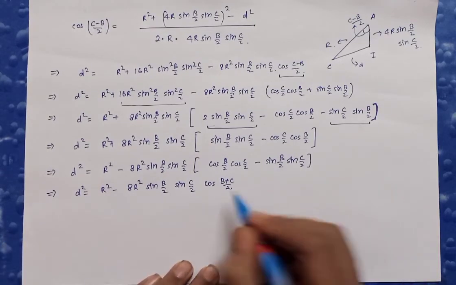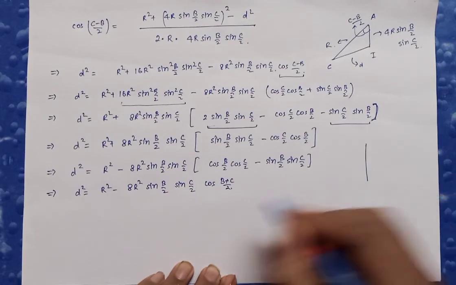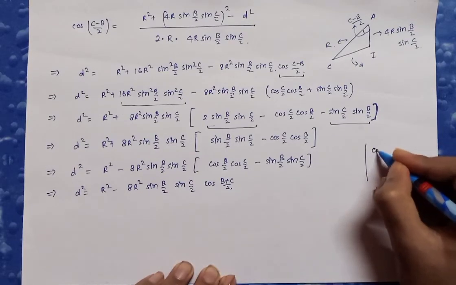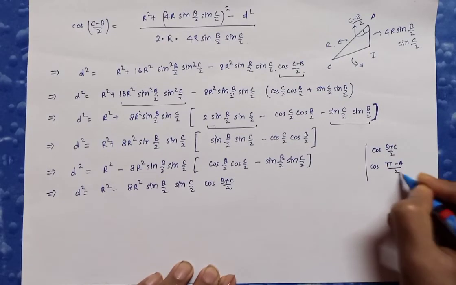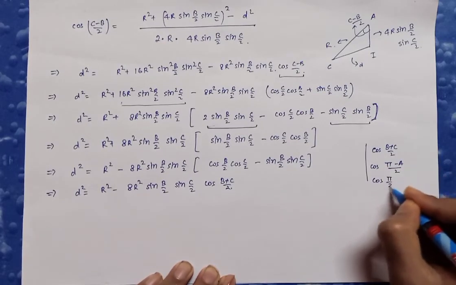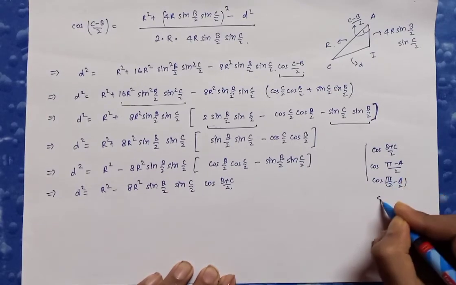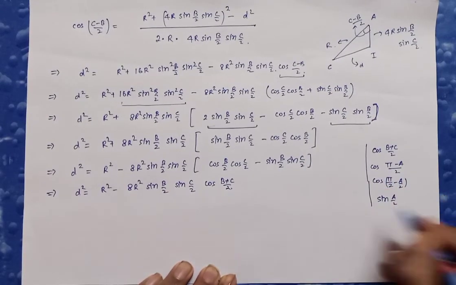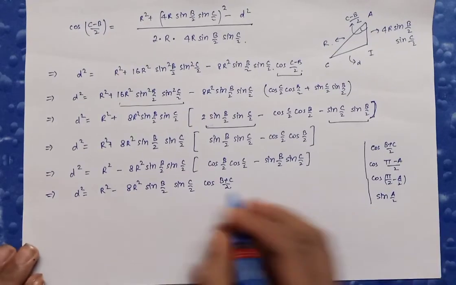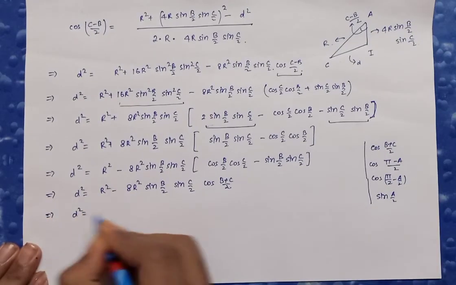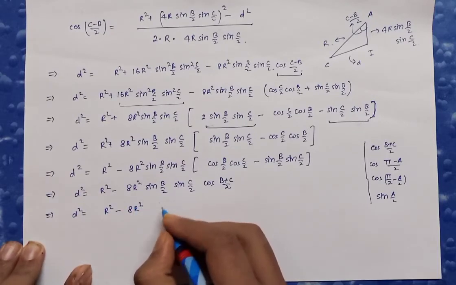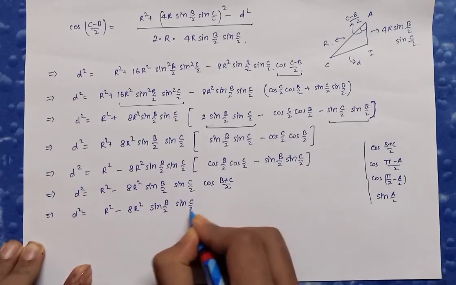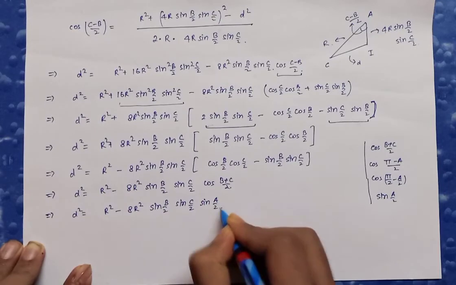Now I can directly solve cos((B+C)/2) on the other side. That's why I can save some space. cos((B+C)/2) can be written as cos((π−A)/2). This can be written as cos(π/2 − A/2). This can be written as sin(A/2), because cos(90° − θ) equals sin θ. So d² equals R² minus 8R² sin(B/2) sin(C/2) sin(A/2).